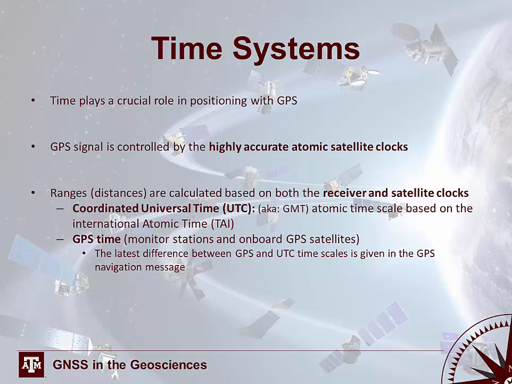So the distance or range from any given satellite is based on the receiver and satellite clocks. And in order to do this, you have a Coordinated Universal Time, in this case GMT. That's the atomic time scale based on the International Atomic Time. GPS time is monitored by the monitor stations and onboard GPS satellite clocks. The latest difference between the GPS and the UTC timescales is given by the GPS navigation message.